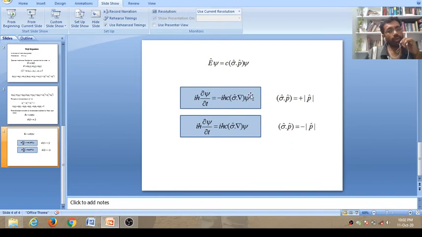So this is the Weyl's equation, and we know that this sigma dot p may be plus p or may be modulus of minus p. So if it is modulus of minus p, I can write the equation as i h cut dot psi by dot t is equal to i h cut c sigma dot del psi. So these are named as Weyl's equation.